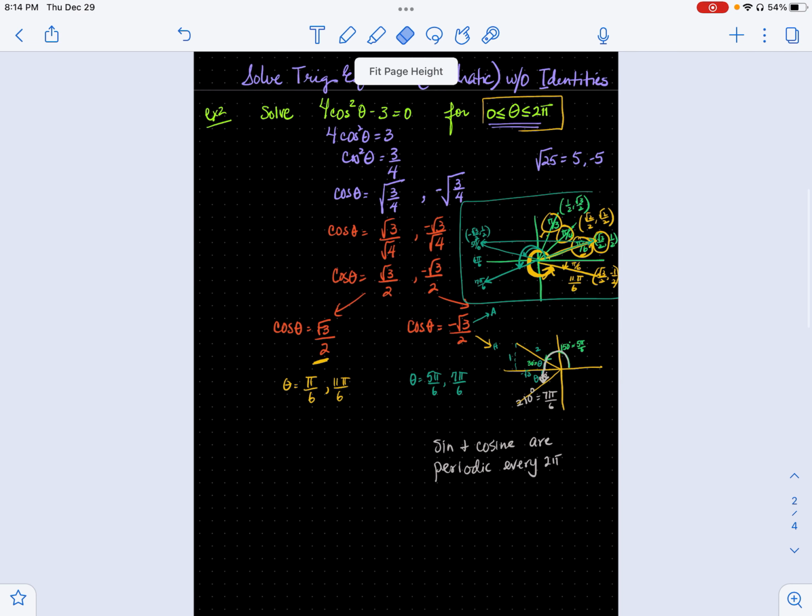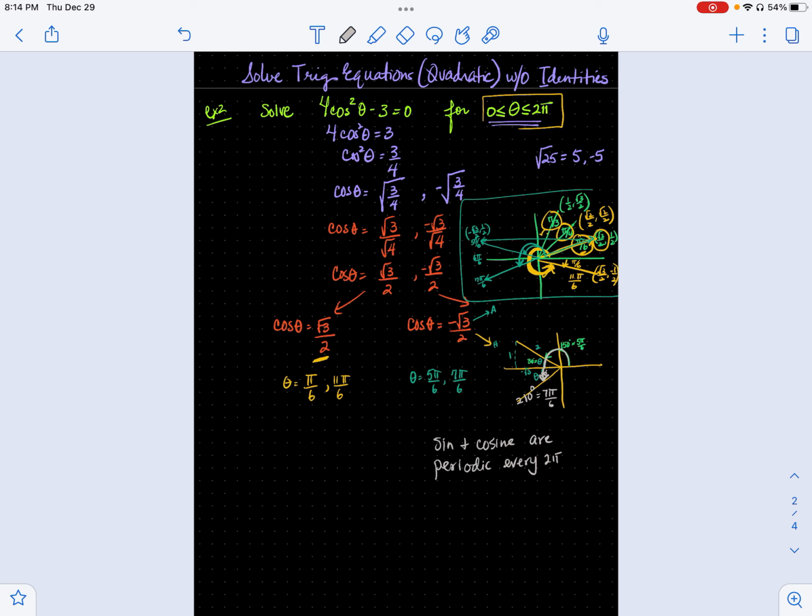Let's put it together. Theta equals, start with the lowest, there we go. That is our final answer. Those 4 theta values satisfy our original equation. All right, that was the second example.